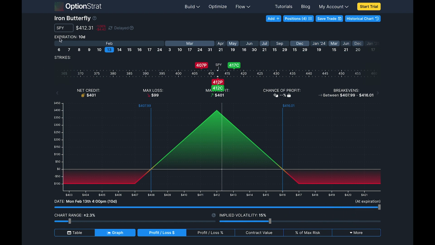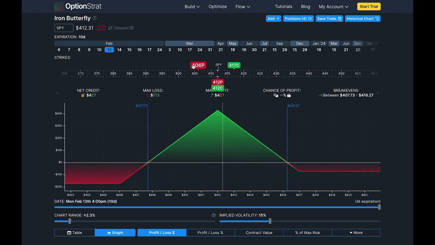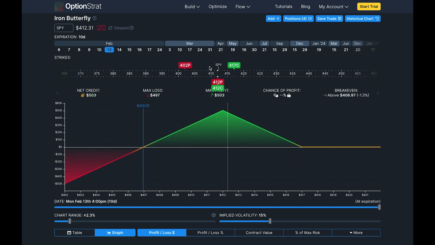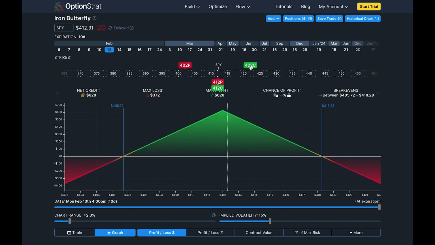So what we'd like to do is make sure that we are using SPY right here. The expiration is what we were looking at before, which was February 13th. And we were choosing the 412s as our short strike. And so that means our long put strike would be 402 and our long call strike would be 422.